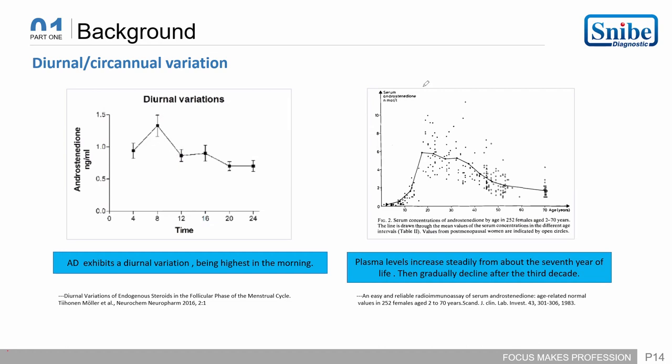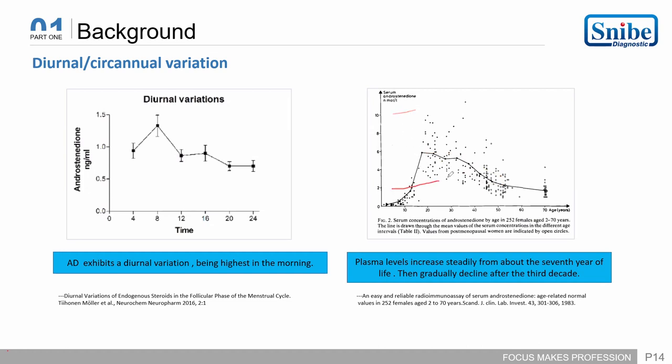Androstenedione is not only subject to diurnal variation; its plasma level also increases steadily with age. From the age of 7 years it increases steadily, up to the age of 18 years, where it reaches its optimum level, and then after the third decade it gradually declines. So that's called circannual variation.